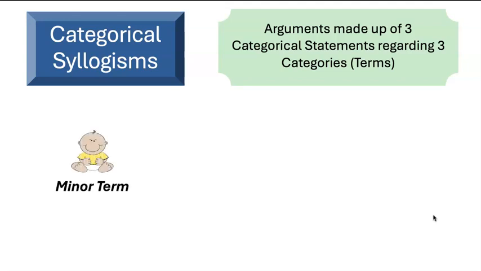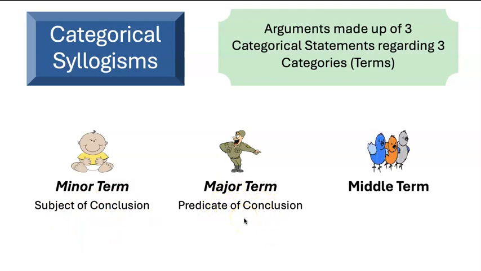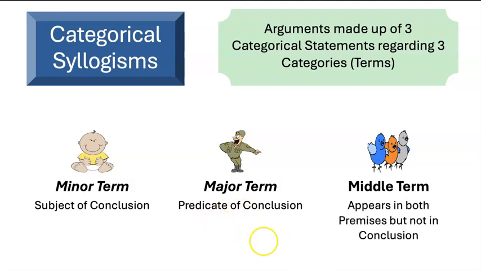Right, so here goes. The three terms are the minor term. The minor term is the subject of the conclusion. The major term is the predicate of the conclusion. You know the conclusion has a subject and a predicate. So the subject of the conclusion is our minor term. The predicate is our major term. And then we have the middle term. The middle term is the one that appears in both premises, but not in the conclusion.